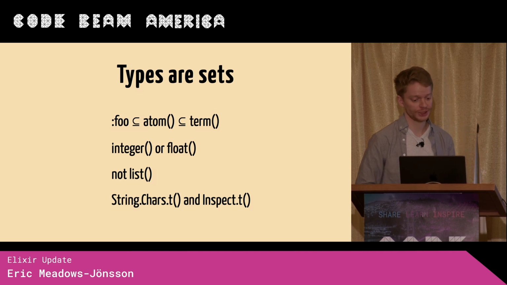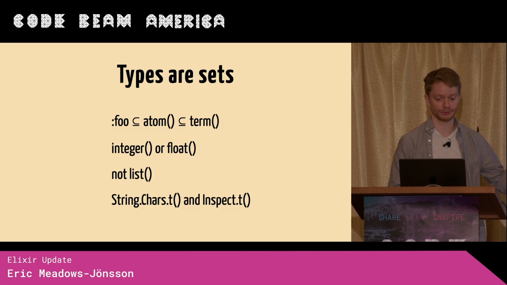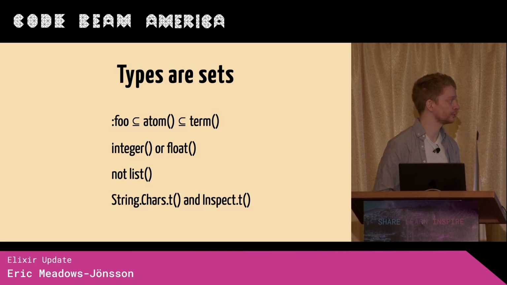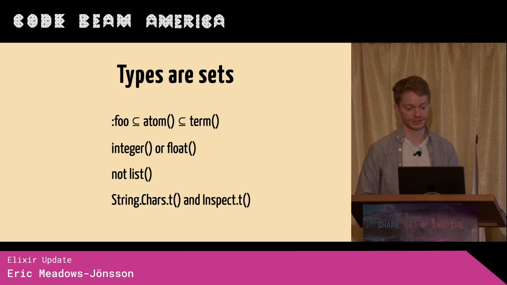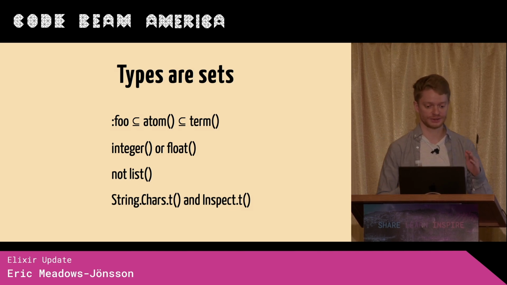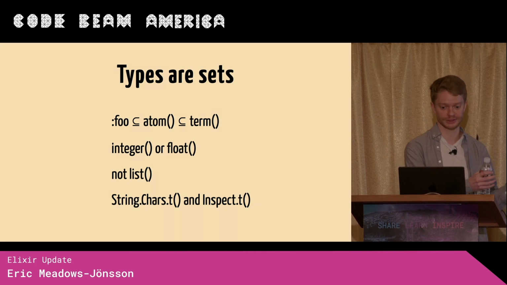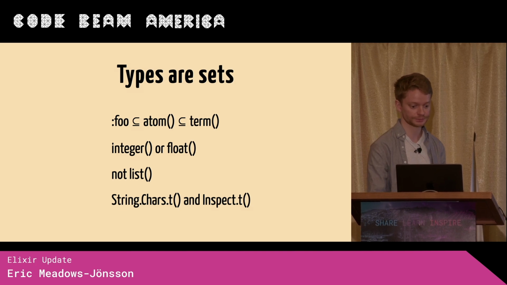So with the not operator, we can say that a type is any type except for the specified type. And this can be useful to express things like improper lists, where we want to say that the tail end of a list is any type except for a list. So we can express those things directly in the type system.